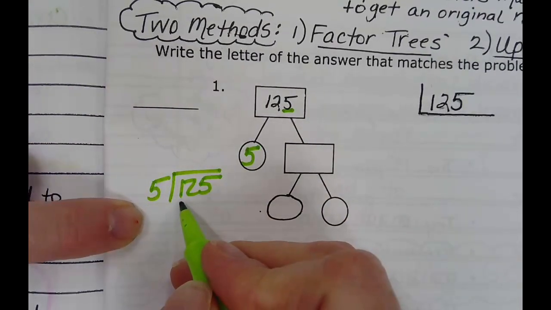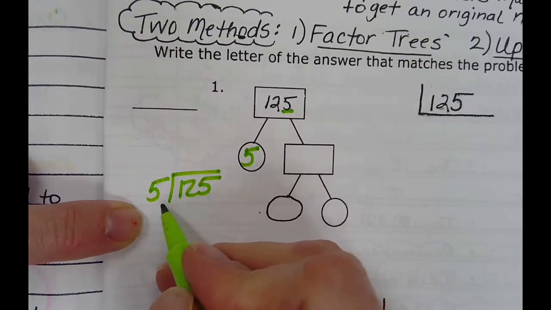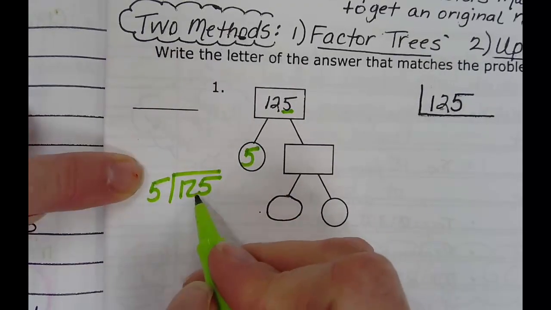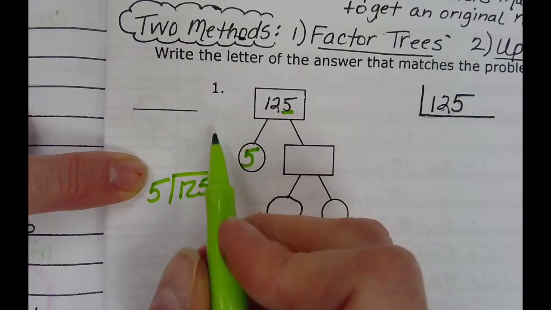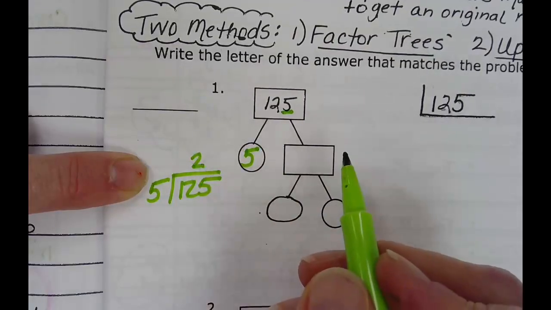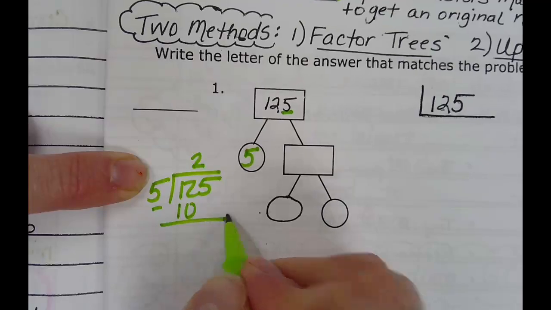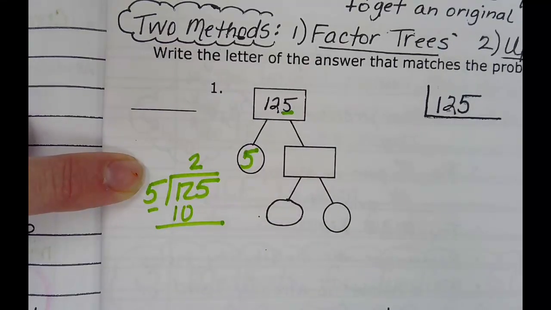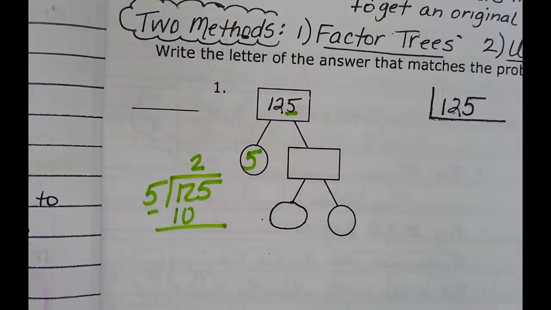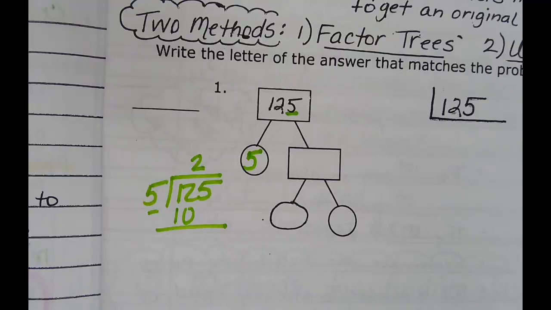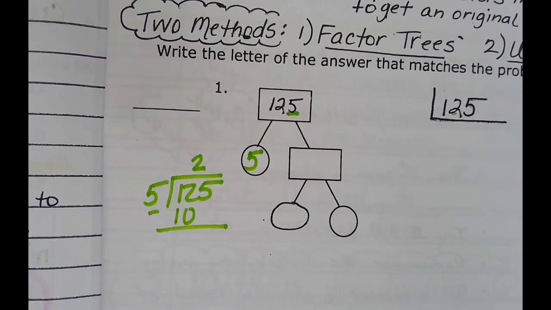Does 5 go into 1? Does 5 go into 12? How many times? 2. What's 2 times 5? 10. What do you get when you subtract? Pass that down.